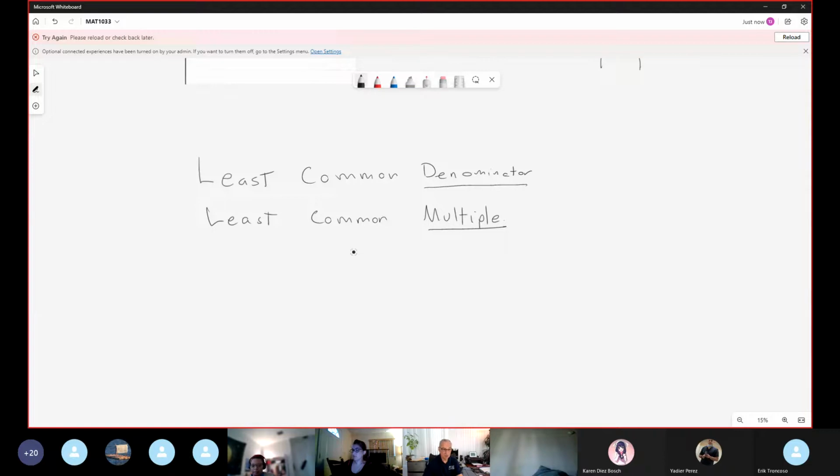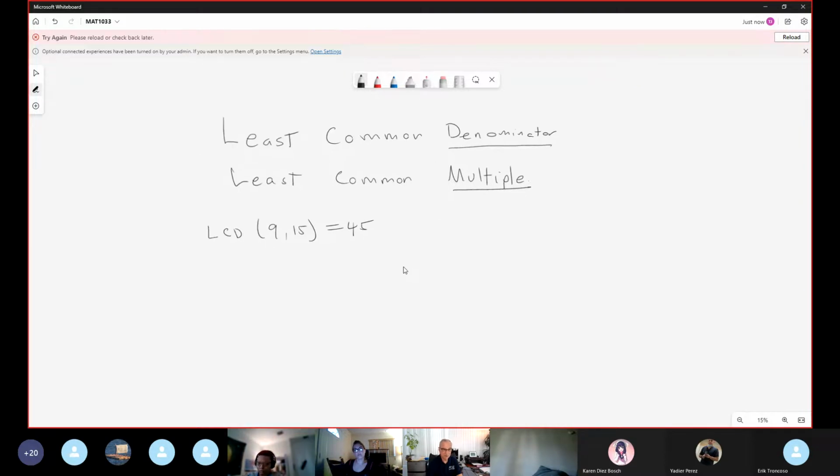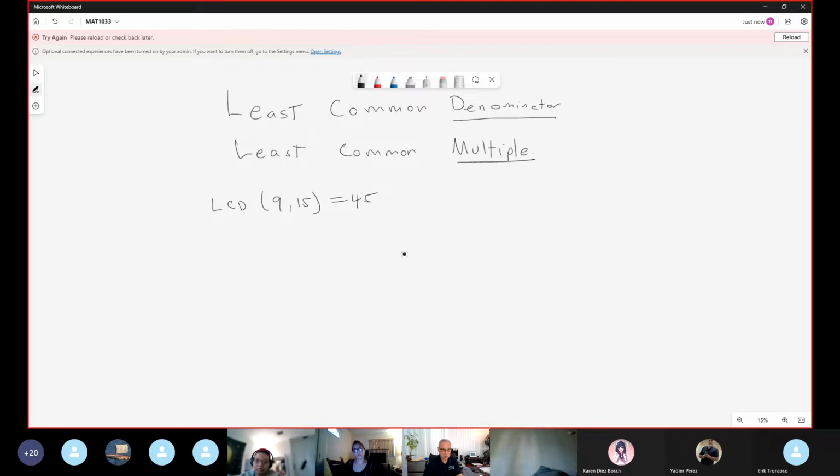So, for example, let's come back again to the famous example to illustrate: the LCD between 9 and 15 is 45. Now you take both numbers, 9 and 15, and list their multiples: multiplication by 1, by 2, by 3, by 4, by 5. By 1 is, of course, the original number, but by 2 is 18 and 30.